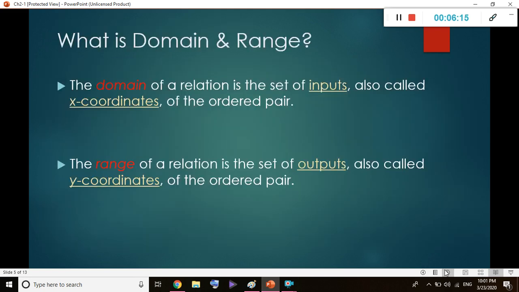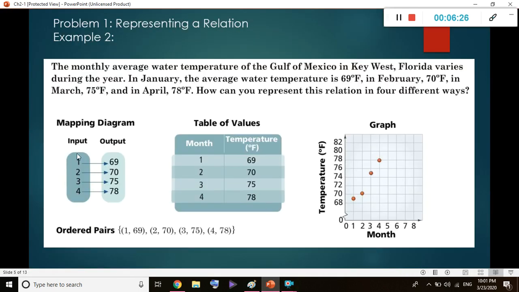Now, what's the range of a relation? The range of a relation is the set of outputs, also called y coordinates of the ordered pair. So again, the input is called the domain, and the output is called the range. Or the x is called the domain, and the y is called the range.